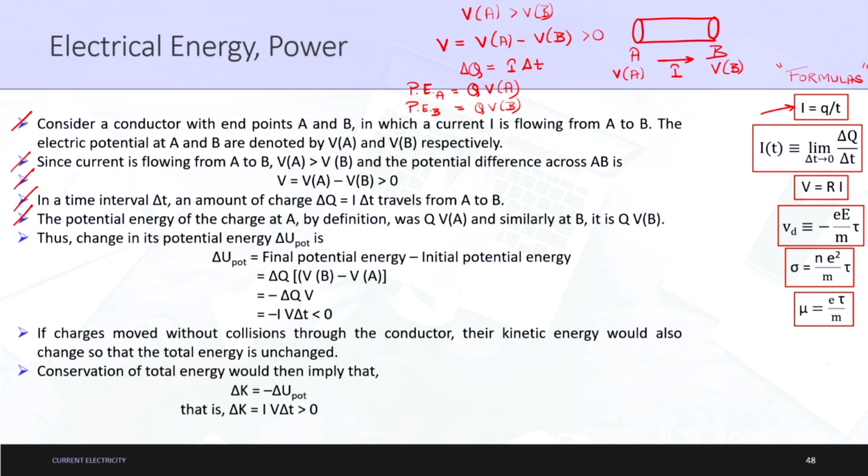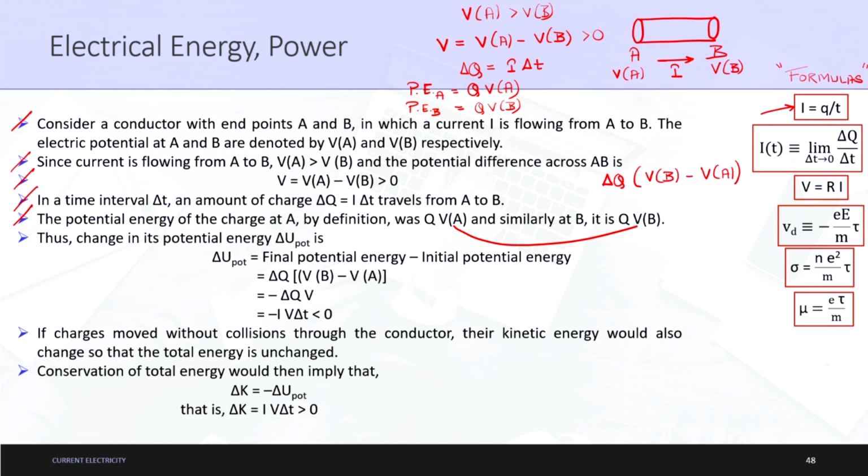Okay, thus the change in the potential energy delta U will be a simple difference of these two values here. So we can write it as delta Q into V of B minus V of A, because when we try to find the change in the potential energy, it is always final minus initial. So what was the final value? The final value was B. What was the initial value? The initial value was A. Therefore we will write V B minus V A and not V A minus V B. So it is nothing but delta Q into capital V. Capital V is the potential difference, but here, as V A is greater than V B, we will get this value negative. So just writing minus V here.